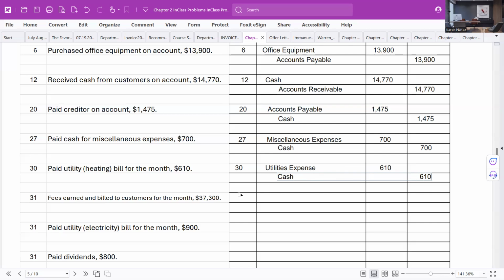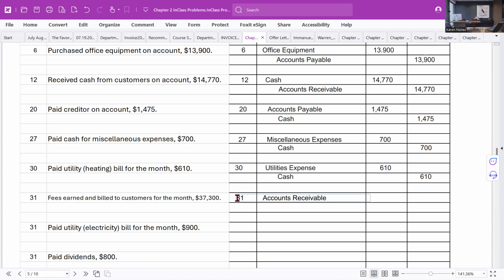And we've got some fees. On the 31st, we've earned these fees, right? We've billed the customer and we've earned them. So we've got to record them, right? Now, we don't have the cash yet. We just billed the customer. So the customer has promised to pay us. And this is one of those items that's on account. But this time it's accounts receivable, right? It's the customer's obligation to pay us.